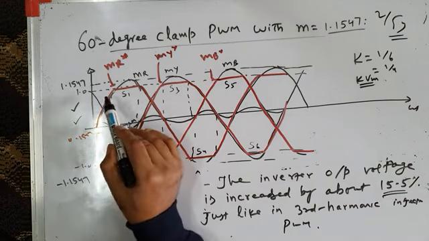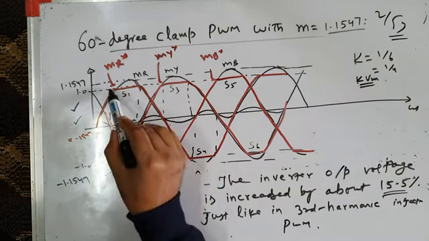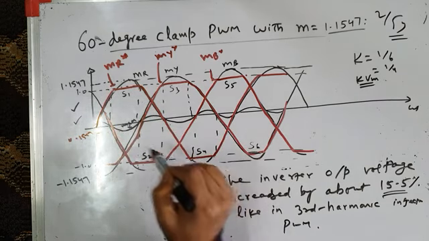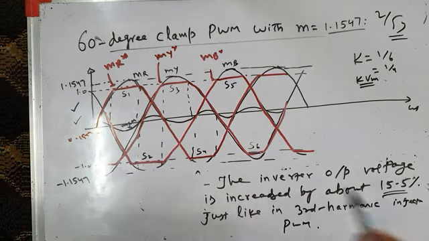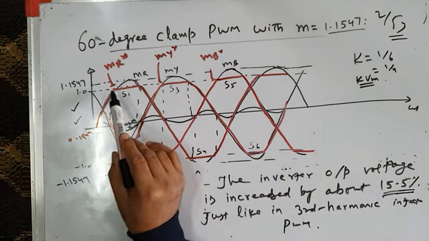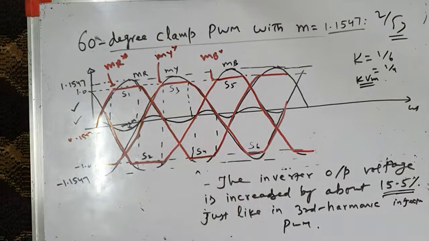But without overmodulation, your actual modified modulating waves are like this. Okay, M R star, M Y star, M B star. They also result in increased inverter output voltage. They increase the inverter output voltage by 15.5%, and additionally they result in bus clamping and hence reduce the switching power losses.